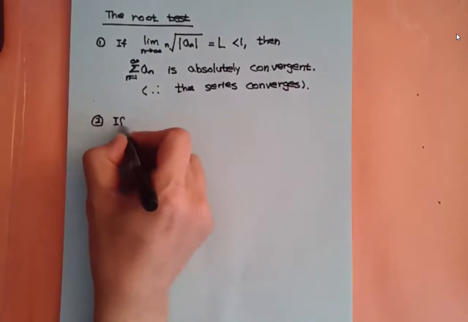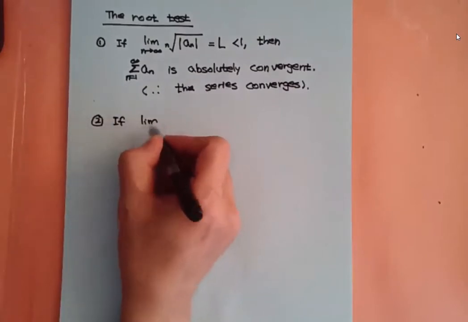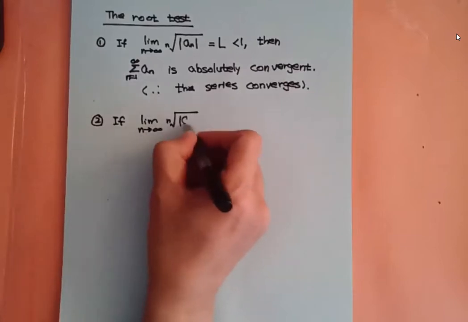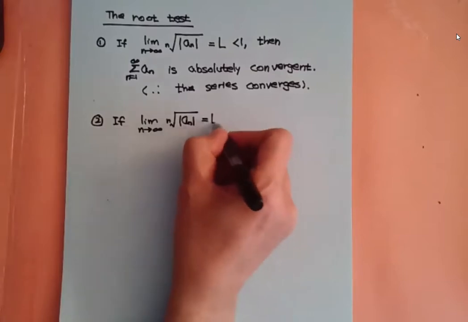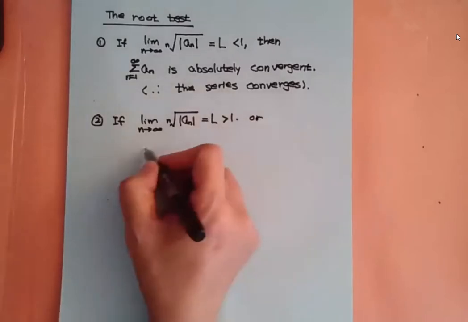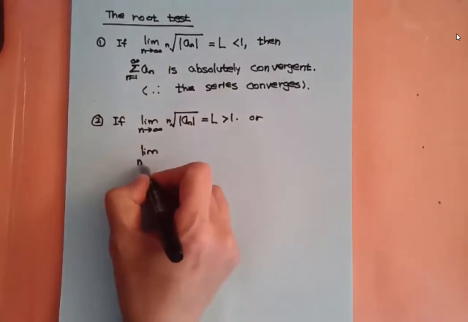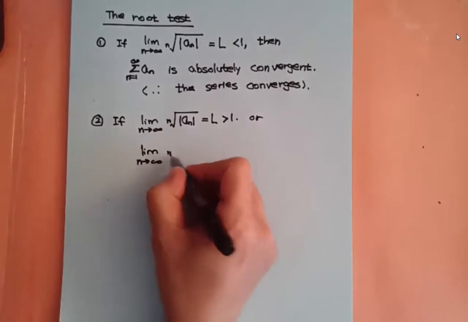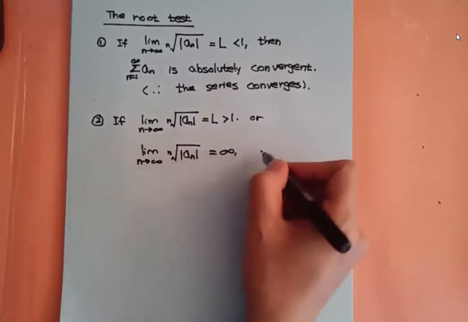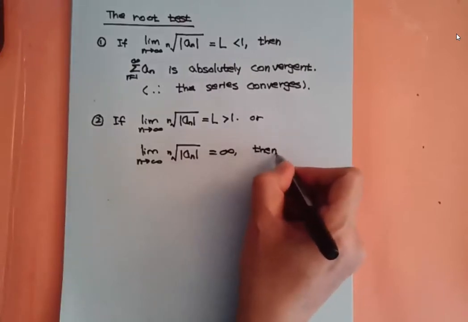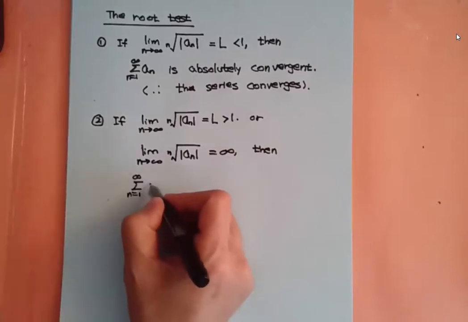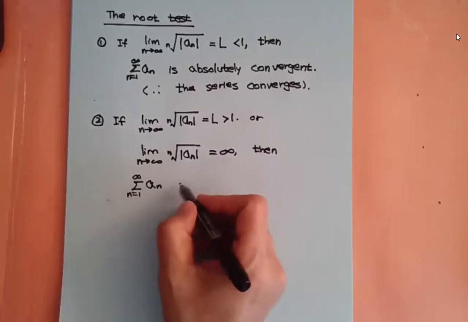The second one is if the limit as n goes to infinity of the nth root of the absolute value of an equals L that is greater than 1, or if that diverges to infinity, then the series diverges. It is not about it, the series doesn't converge absolutely.